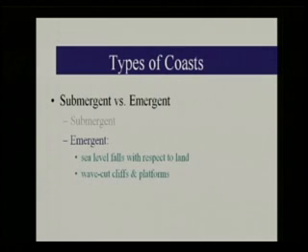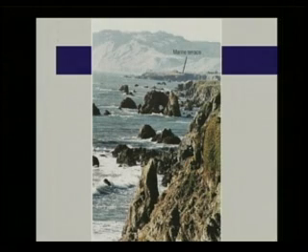An emergent coastline, conversely, occurs when the sea level is falling with respect to the land, and we see here features such as wave-cut cliffs and wave-cut platforms. So if you look at this photograph, this is the western United States coastline, and this is actually taken in California. How would you pick out that this coast is an emergent one?